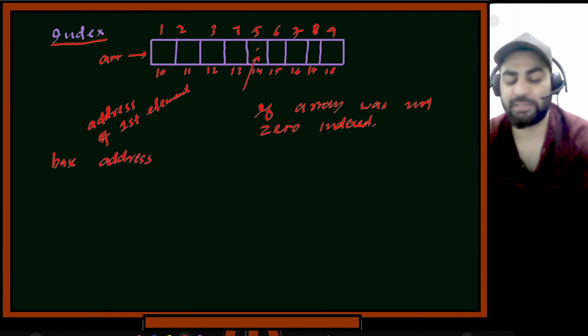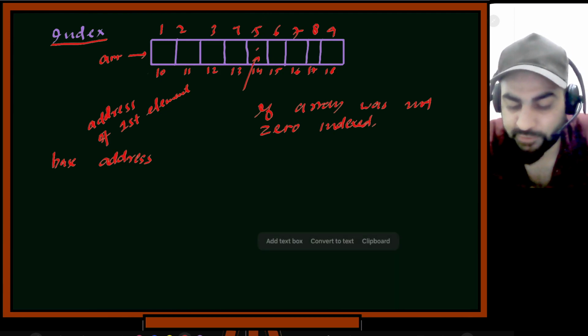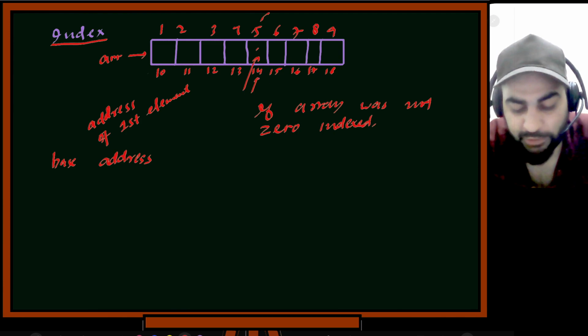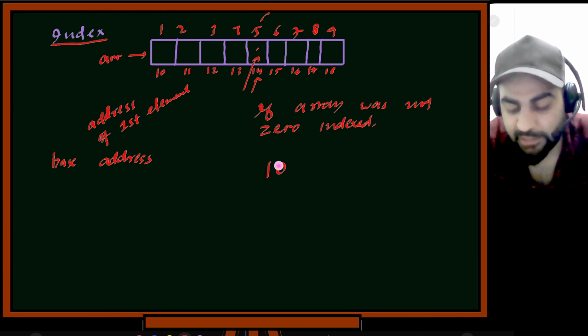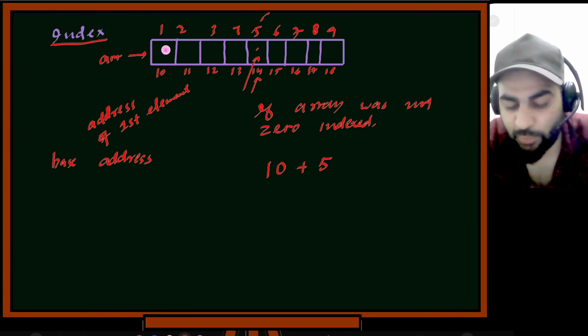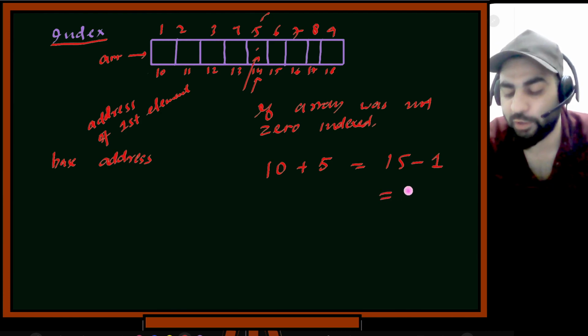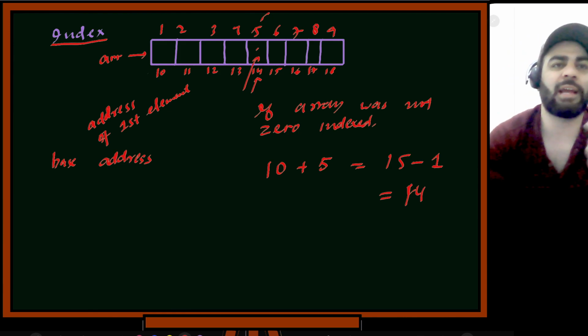Given the base address, if you want to go to, let's suppose, the fifth index, what is the address? It's 14. Now what you will do: base address is 10, and the index is 5, because we want to directly go to the fifth element. It is 1, 2, 3, 4, and the fifth element. Now if you see, the address came out to be 15, so you will have to reduce 1 from it to get to 14. So you'll have to perform one extra calculation.